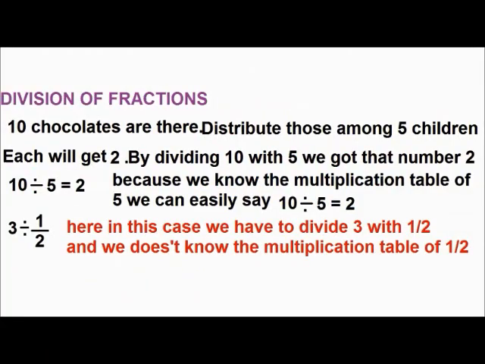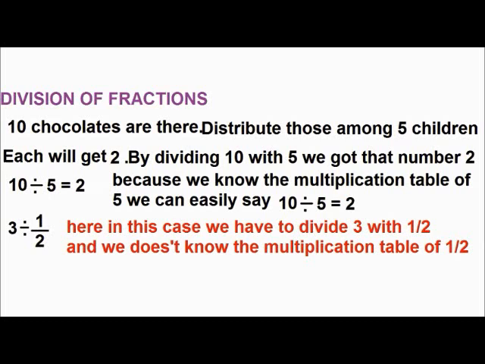There are 10 chocolates and we distribute those among 5 children. Each will get 2. So by dividing 10 by 5 we got that number 2. We know the multiplication table of 5: 5 into 1 is equal to 5 and 5 into 2 is equal to 10. Because we know the multiplication table of 5, we can easily say 10 divided by 5 is equal to 2.